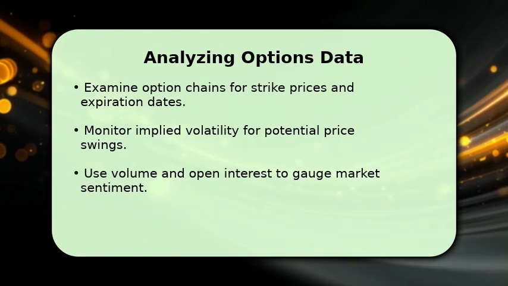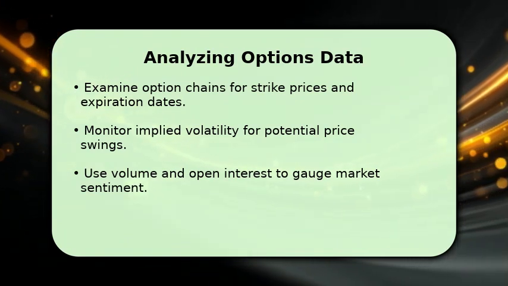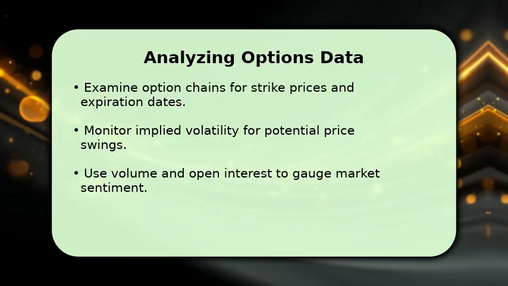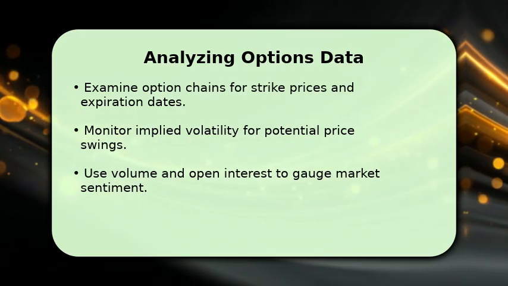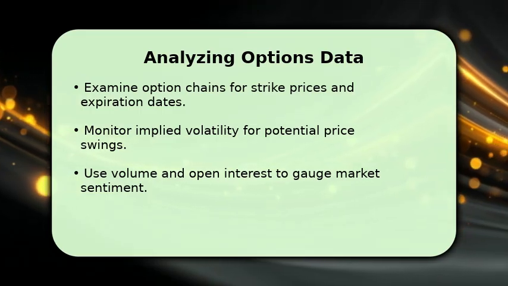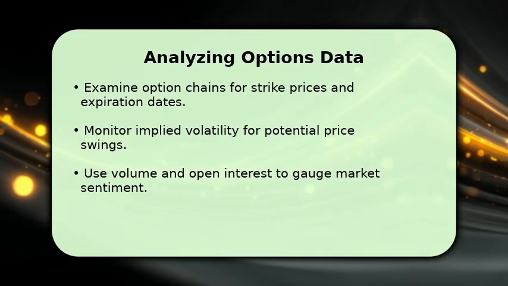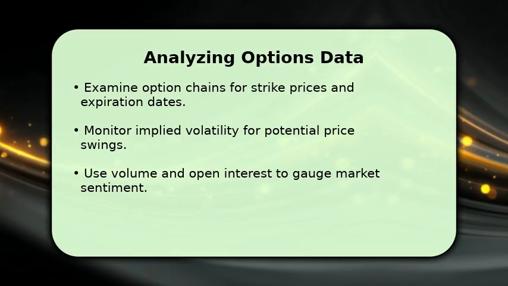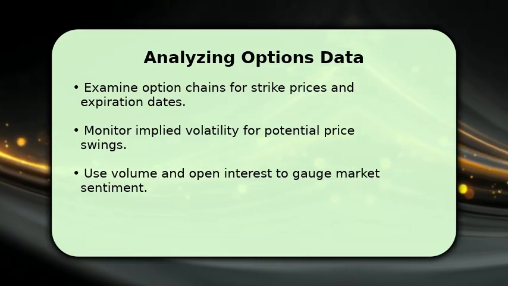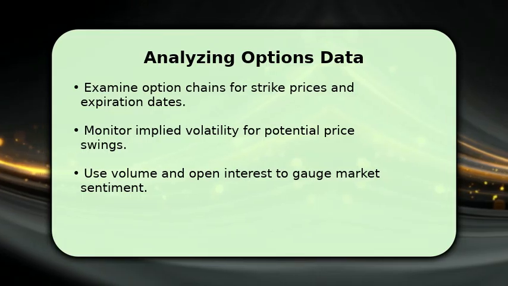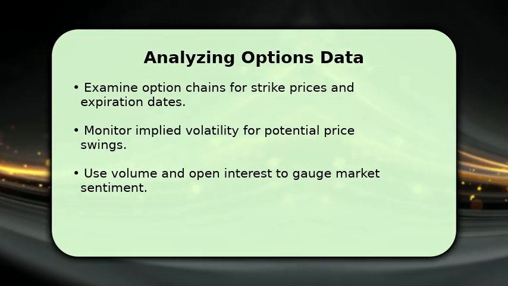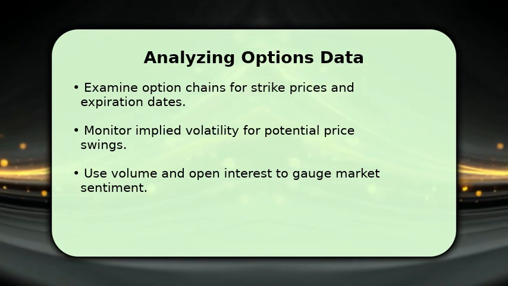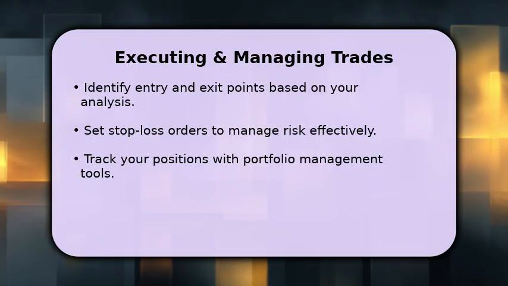Now, let's analyze the options data. The options chain displays strike prices, expiration dates, and premiums. Pay close attention to implied volatility, which reflects market expectations for future price movements. Higher implied volatility suggests greater expected price swings. Also, examine volume and open interest for each contract to gauge market sentiment and liquidity. Compare different call and put options to identify contracts that best fit your risk-reward profile, aiming for a ratio of at least 1:3.